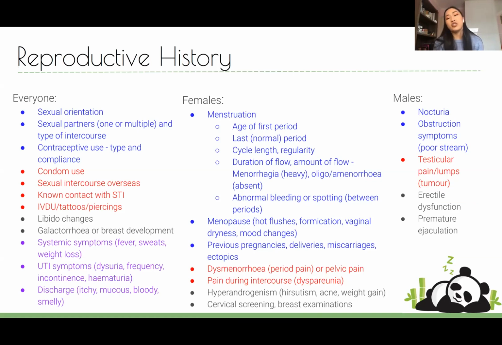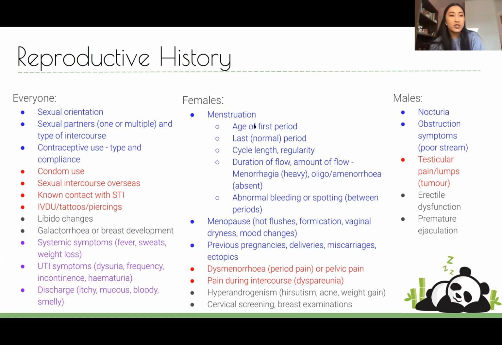And then how much did they bleed? Apparently a good way to ask that is to ask about how many pads and tampons they use. But that obviously relies on there being a normal number of pads and tampons, which I don't know if there is. So you just want to be able to gauge if it's abnormally heavy or if it's very light or absent. And they'll typically be able to tell you if it's abnormal for them, which is usually a good gauge. You also ask about bleeding in between periods, which would be your abnormal spotting.